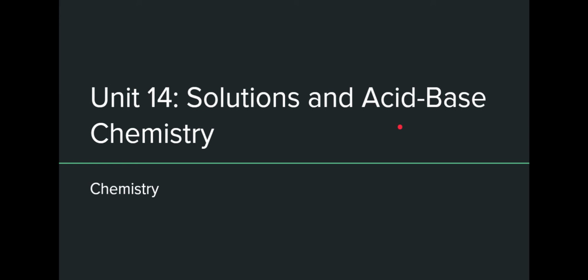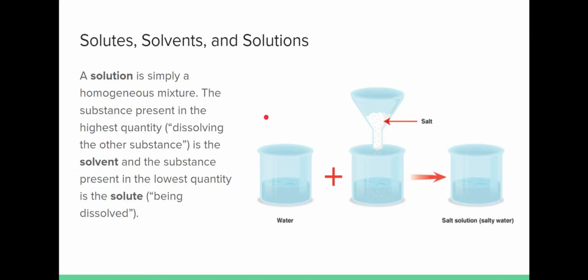In this unit, we're going to be spending some time talking about acid-base chemistry, but before we get to acids and bases, we have to understand the basics about solutions and how they form in typically water as our solvent. So when we talk about solutes, solvents, and solutions, a solution itself is just a homogeneous mixture. And we said earlier this year that a homogeneous mixture is a mixture in which there are no distinct layers when the two substances are mixed together.